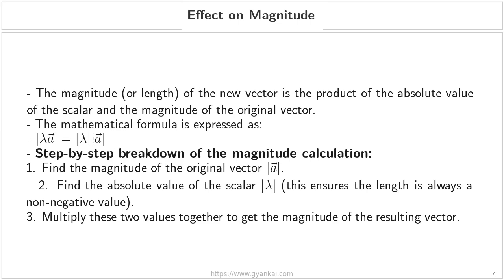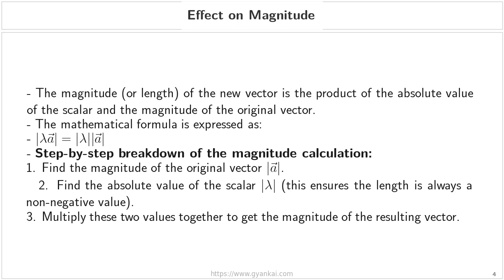To make this easier to calculate, I've provided a simple three-step breakdown. First, you start by finding the magnitude of your original vector, which we call magnitude of vector A. Second, you find the absolute value of your scalar, which is the absolute value of lambda. Remember, this step is what ensures our final length remains a non-negative value, regardless of whether the scalar was positive or negative. And finally, you simply multiply these two values together to arrive at the magnitude of your resulting vector.